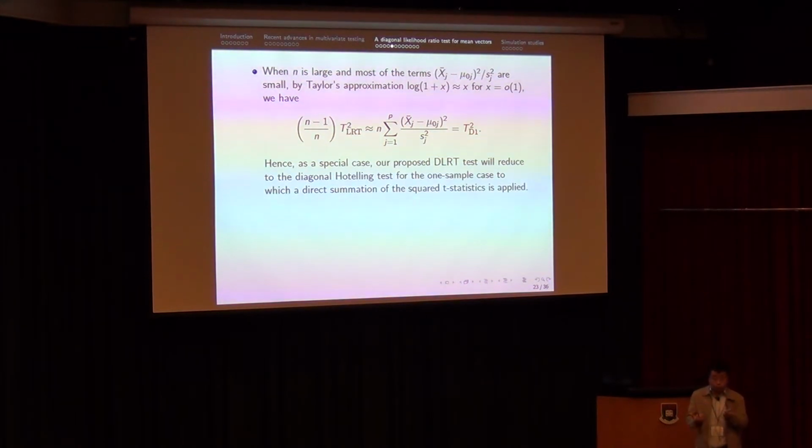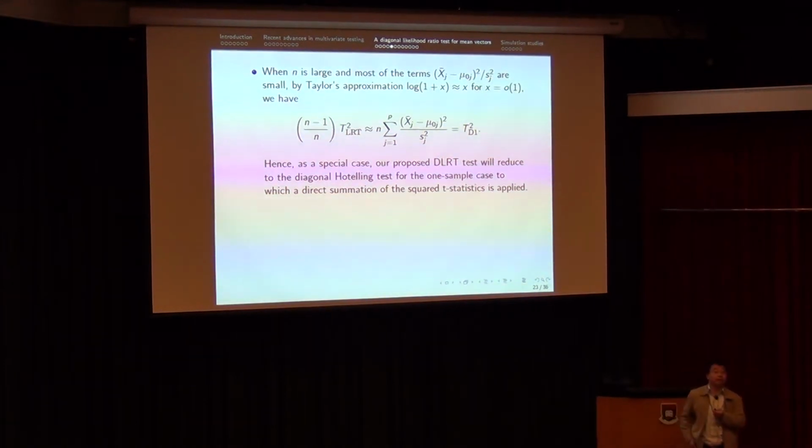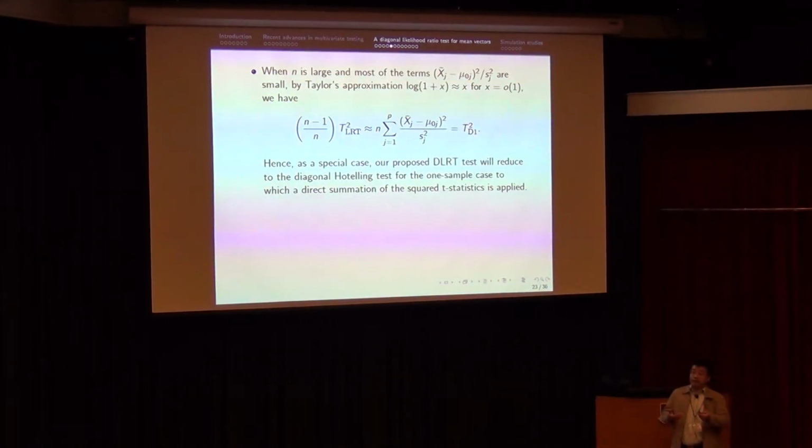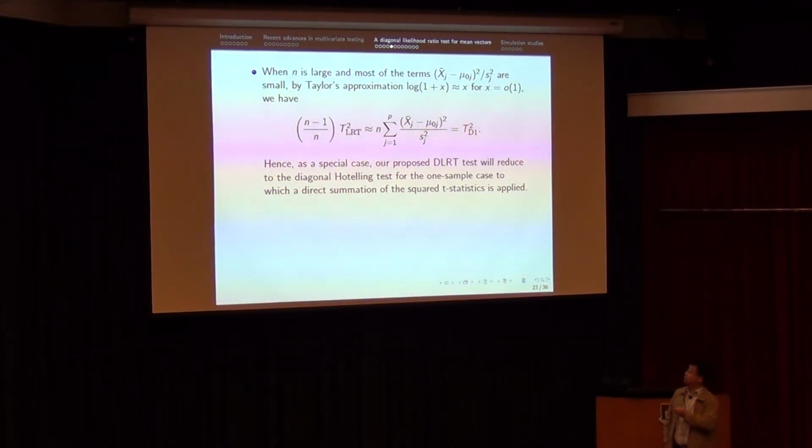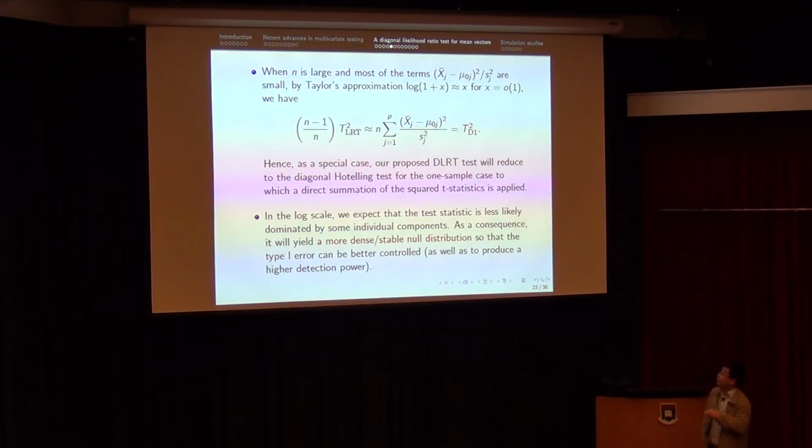And we feel that even under the assumption that the covariance matrix is diagonal, we should apply the log version, not simply the direct one. So when we try to write the paper, we hope to convince the referee or readers why the new test has some good things. So I explained here: in the log scale, we expect the test statistic will be less likely dominated by some individual component. If one component is extremely small, then one term will go to millions or billions, much larger, and will dominate the others.